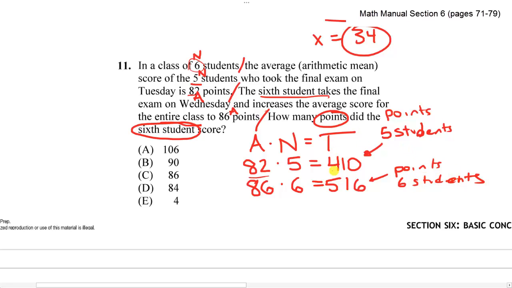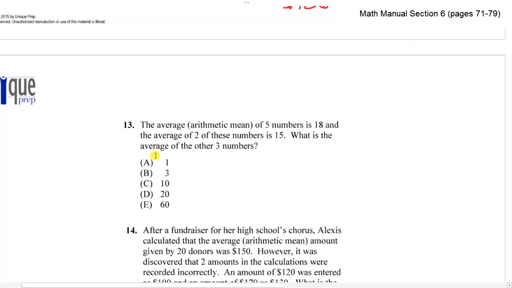Now, if 5 students amassed 410, and when the 6th student took the test, the number of points went to 516, then all I need to do to find out what the 6th student scored is subtract 410 from 516. And what I get is 106. So that 6th student must have scored 106 to bring the total points from 410 to 516. They are asking me what the 6th student scored. That is what I found, and I am done. So the answer there is 106. That was the 6th student's score.